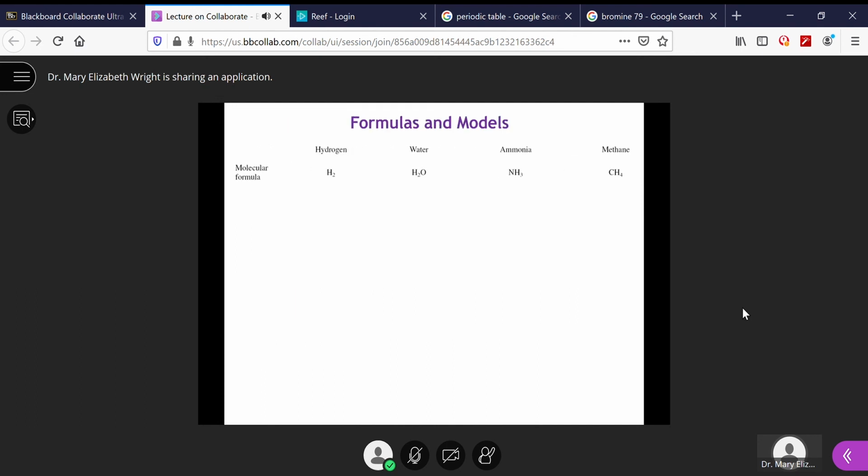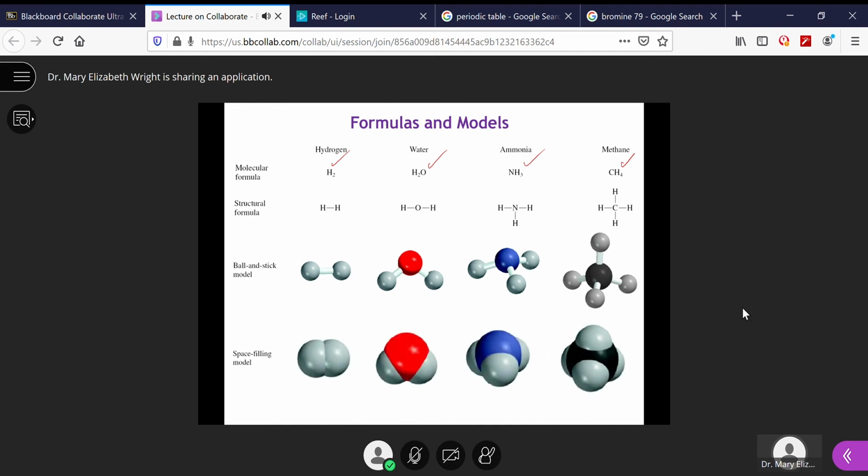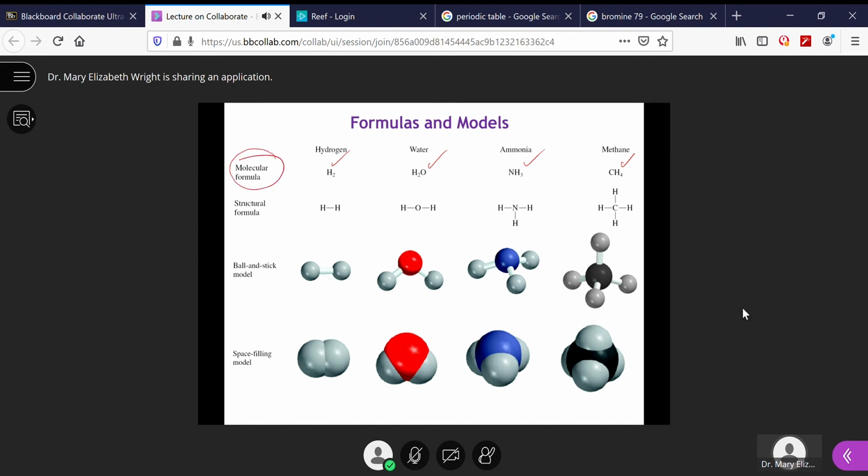So how do we represent these things in chemistry? Well, we've already seen formulas. These are formulas that represent our compounds. We also have structural formulas, and we'll be dealing with those in more detail later on. We have ball and stick models, and we have space-filling models. For now, we're going to be focused on molecular formulas, but as the course goes forward, we'll be considering the structural formulas in a lot more detail.